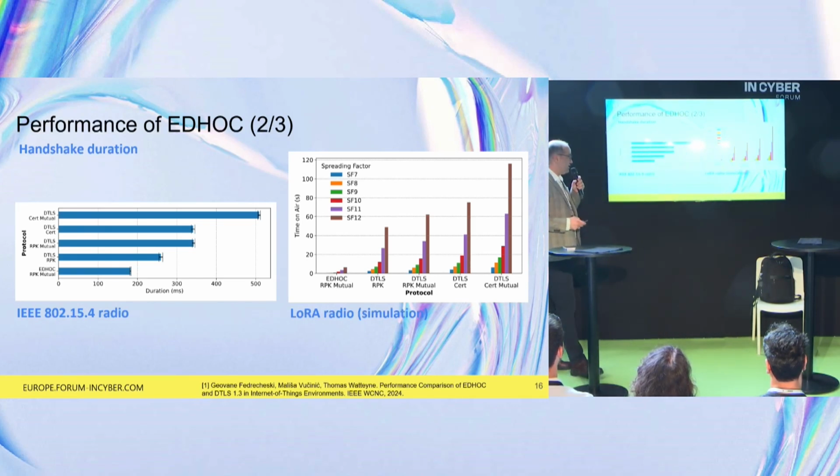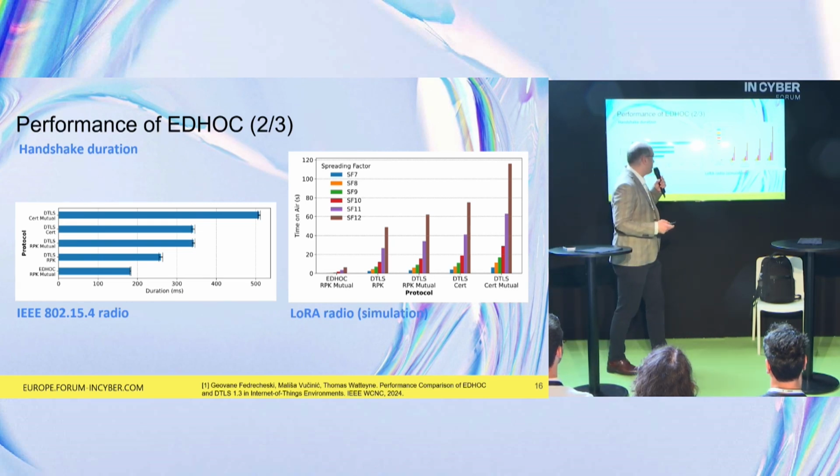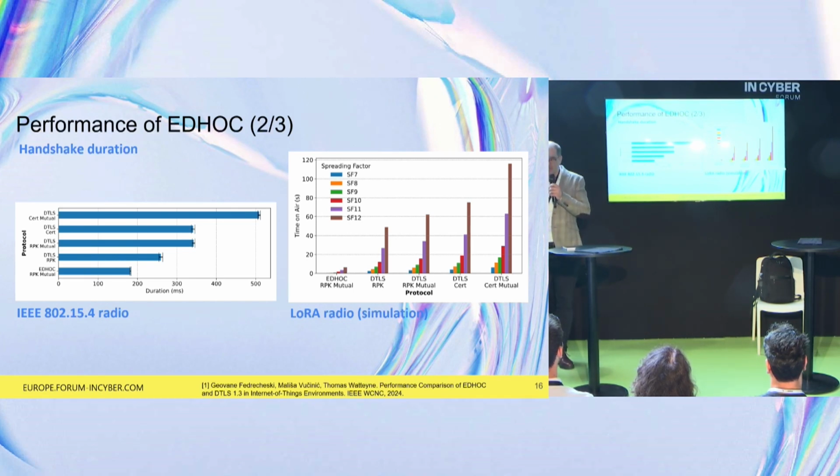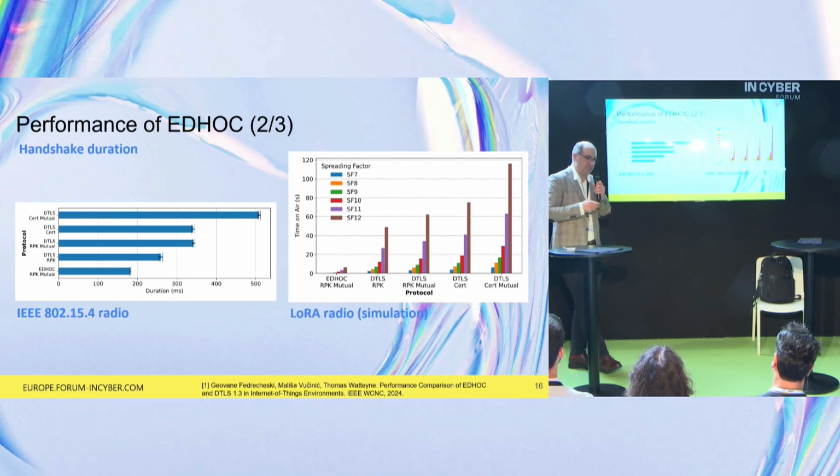And we can also see an interesting graph when the protocol is carried over LoRaWAN, over LoRa radio, depending on the different spreading factors. We can see that DTLS takes almost 120 seconds to complete the handshake, while EDHOC takes, in the worst case, on the order of a handful of seconds to complete over LoRaWAN. And more importantly, EDHOC is compact enough to be transported within the LoRaWAN messages that are limited in size.